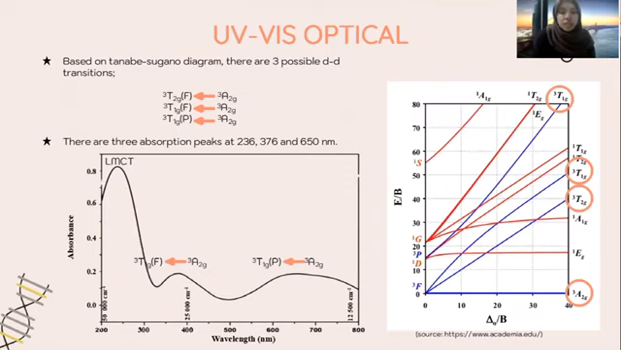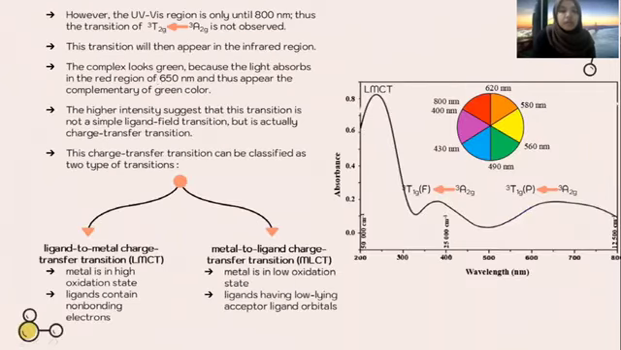For the next transition, this transition is from the ground state to the second excited state of triplet T1G, and it has a lower energy compared to the previous transition, so it will have a longer wavelength of 650 nanometer. However, the UV-Vis region is only until 800 nanometer, thus the transition of triplet A2G to triplet T2G is not observed because it has a longer wavelength, and this transition will appear in the infrared region.